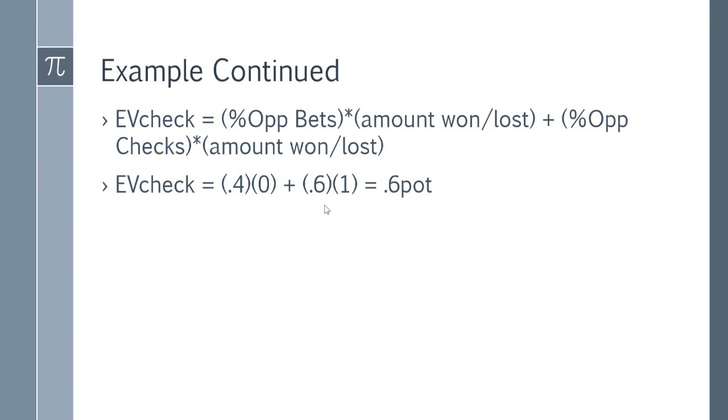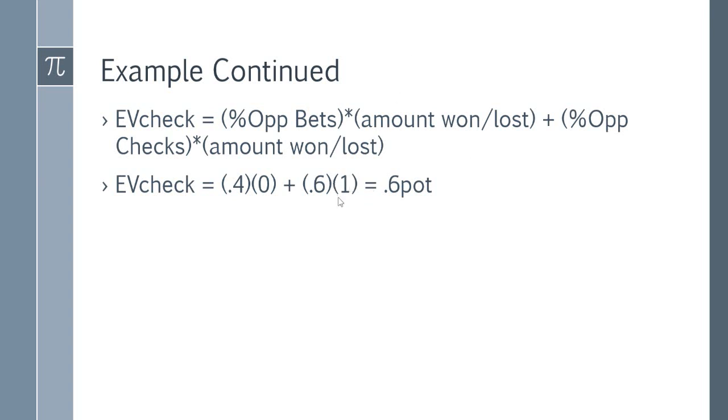And when he checks, the 60% of the time that he has the queens or the jacks, we're going to win the pot. So the value of our check is going to give us a 0.6 pot unit, whatever that is in dollars or euros or whatever you're using. So you can see here we can actually work in units based on the size of the pot without actually having to know the actual dollars or currencies that were used. And that's how I'm going to be doing this for this video, but it works just the same.